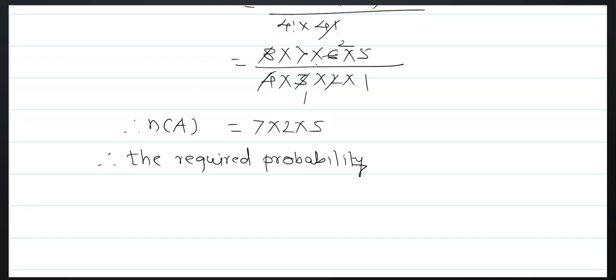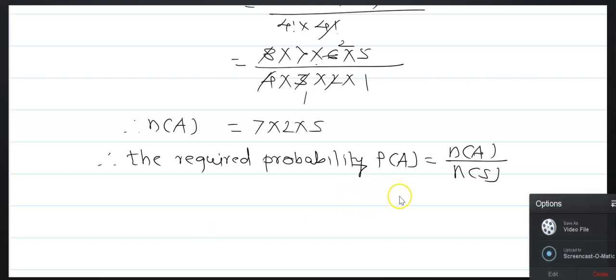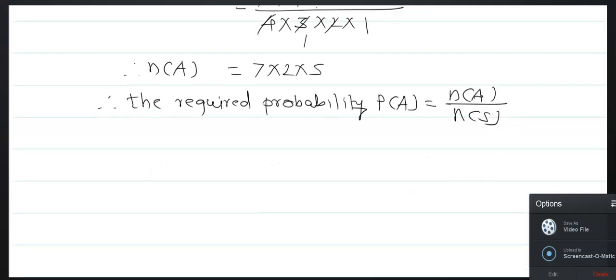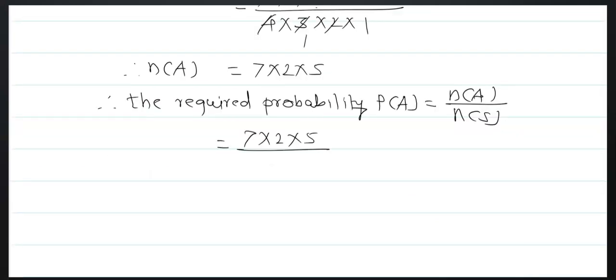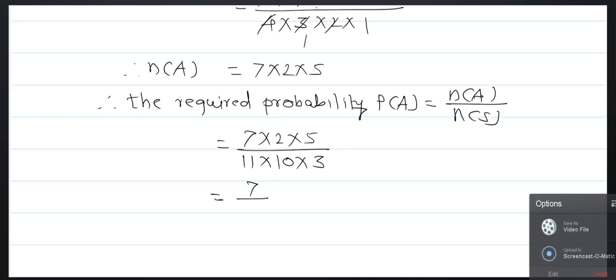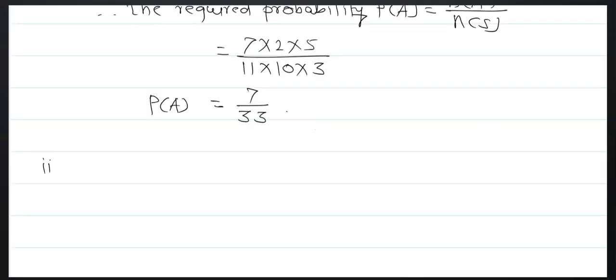The required probability, that is P of A, is equal to n of A upon n of S. 7 into 2 into 5 upon 11 into 10 into 3, and that is equal to 7 upon 33. P of A is equal to 7 upon 33.